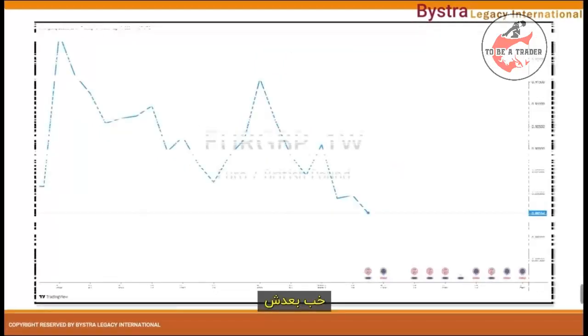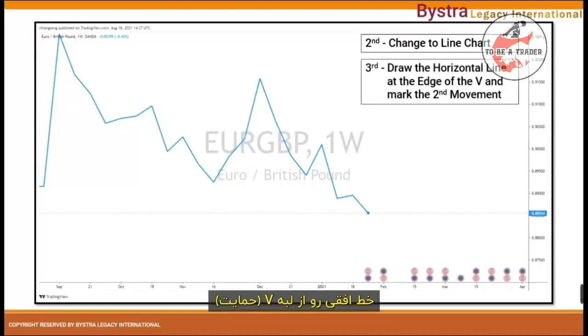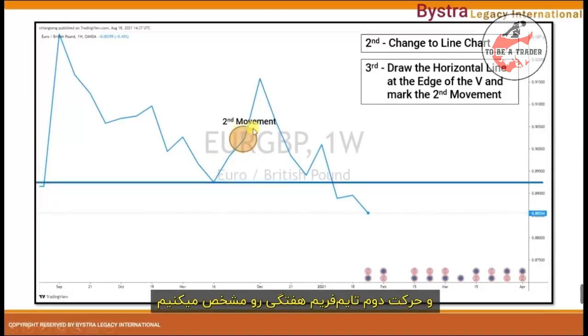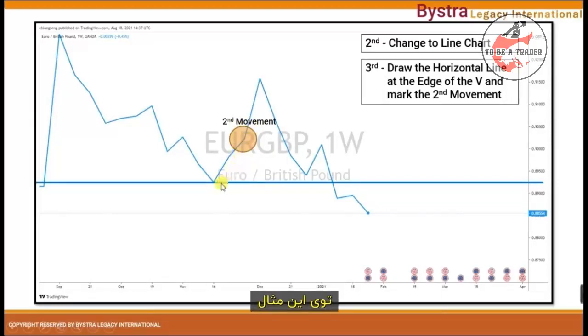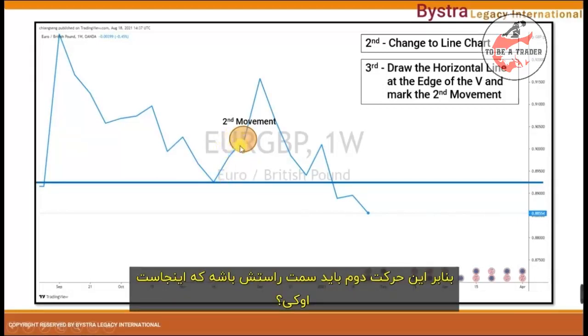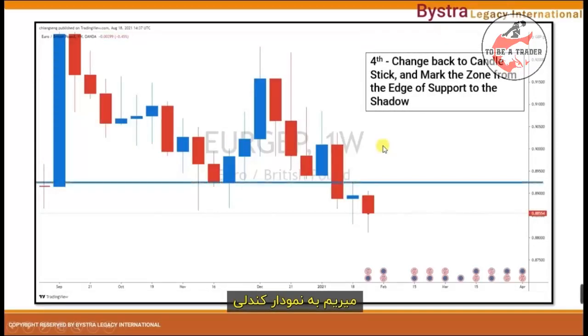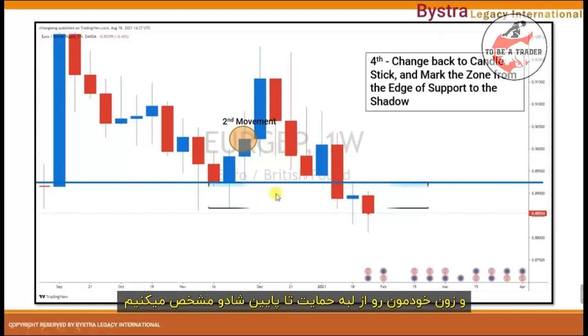So next, we go to the line chart. We change to the line chart. And then what should we do? We mark the horizontal line at the edge of the V and mark the second movement of the weekly time frame. In this case, this is the danger zone SNR weekly at the support. Therefore, the second movement has to be on the right side, which is this one. Okay. Lastly, we move to the candlestick chart. Mark the zone from the edge of this support all the way to the shadow.